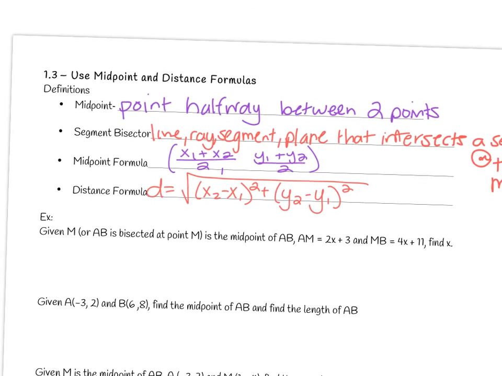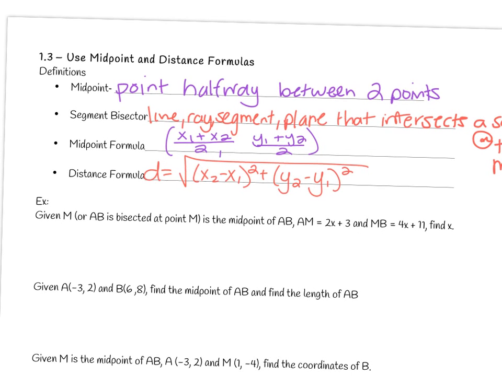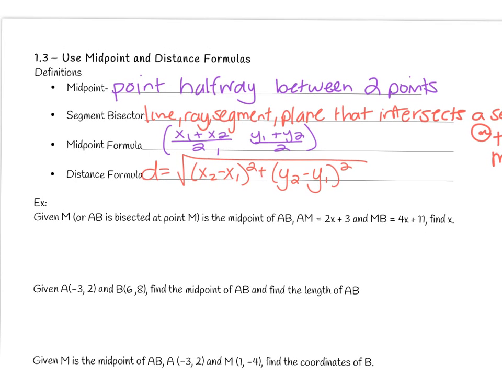So an example you would see could be given M is the midpoint, or AB is bisected at point M. So you'll see it two ways. And AM is 2x plus 3, and MB is 4x plus 11. So again, if you want a visual, give yourself one. So AB and M is now the midpoint, so this is cut into two congruent parts. AM is 2x plus 3, and MB is 4x plus 11.